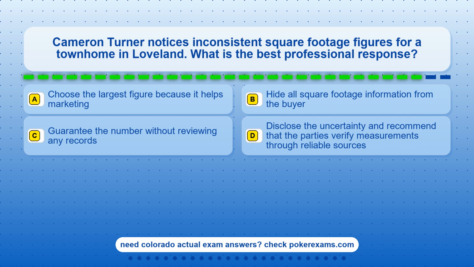Question 25. Cameron Turner notices inconsistent square footage figures for a townhome in Loveland. What is the best professional response? Option A, choose the largest figure because it helps marketing. Option B, hide all square footage information from the buyer. Option C, guarantee the number without reviewing any records. Option D, disclose the uncertainty and recommend that the parties verify measurements through reliable sources.